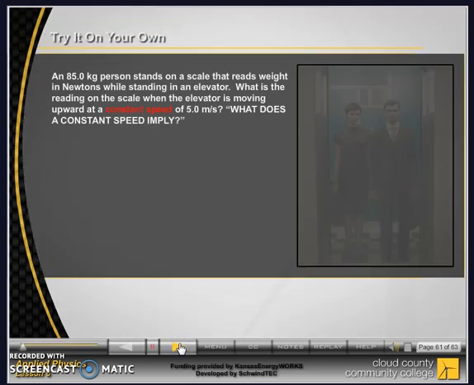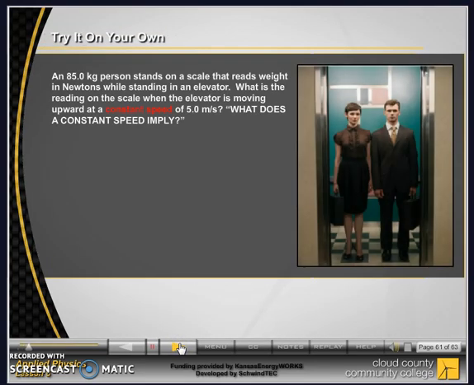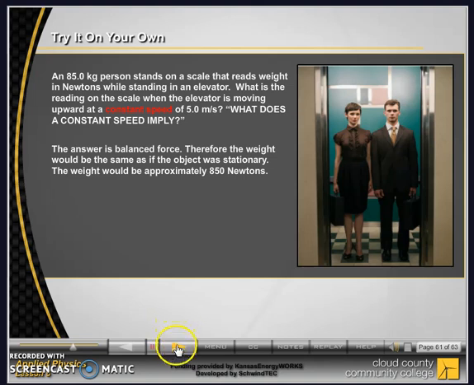An 85-kilogram person stands on a scale that reads weight in newtons while standing in an elevator. What is the reading on the scale when the elevator is moving upward at a constant speed of 5 meters per second? What does constant speed imply? The answer is balanced force. Therefore, the weight would be the same as if the object was stationary. The weight would be approximately 850 newtons.